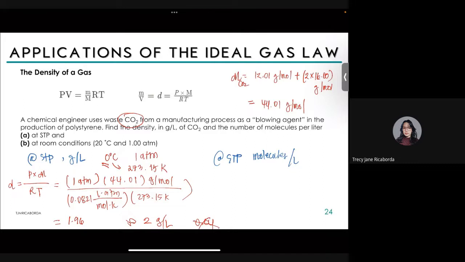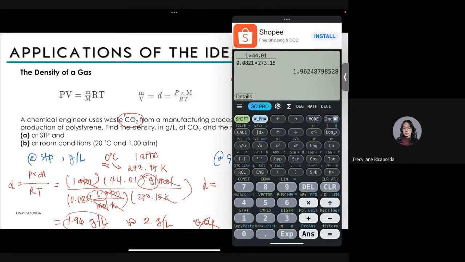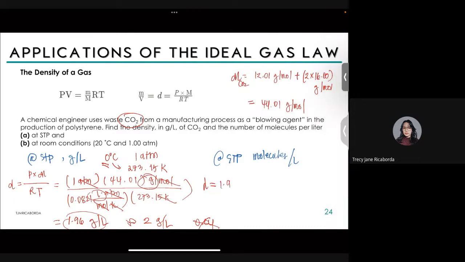So, check the units. ATM, crushed out. K, crushed out. Moles, crushed out. So, we're left with grams per liter. So, that's well and good. Now, let's do it for STP, molecules per liter. Pwedeng dito na tayo mag-start yung natira sa calculator natin. So, from 1.96 grams per liter, convert natin siya into molecules per liter. Ganun na lang natin para mas madali.